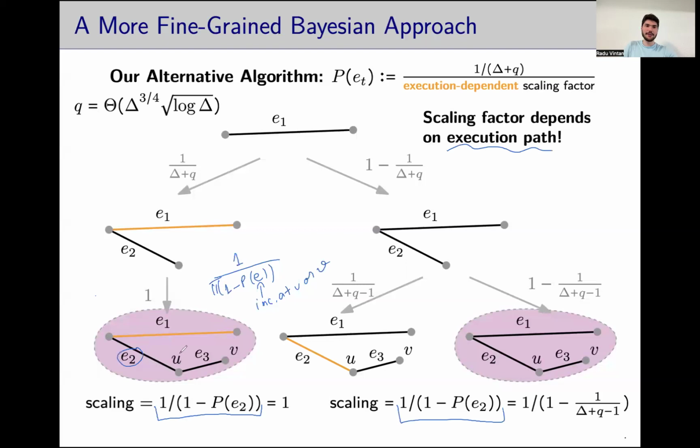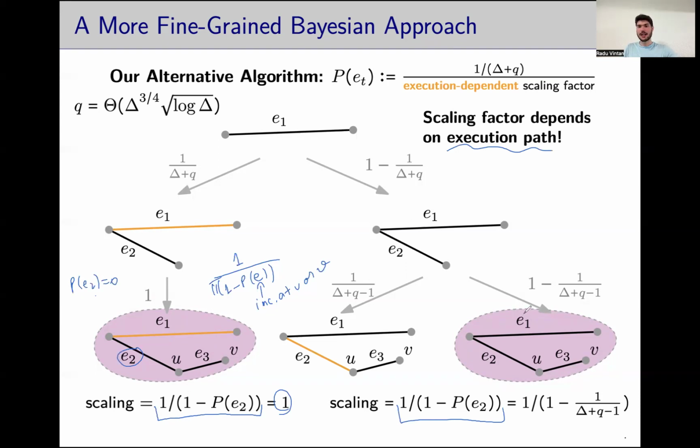So here on the left, E1 was matched. So E2 couldn't be matched. So in this case, P of E2 was 0. There was nothing to be done. So 1 minus P of E2 is 1. So the scaling factor is 1. So intuitively, E3 was expected. So after we matched E1, it was to be expected that E3 will be matchable. And therefore, we don't scale too aggressively here.